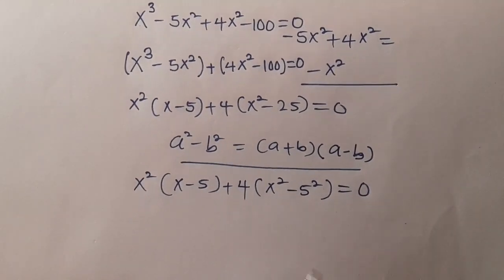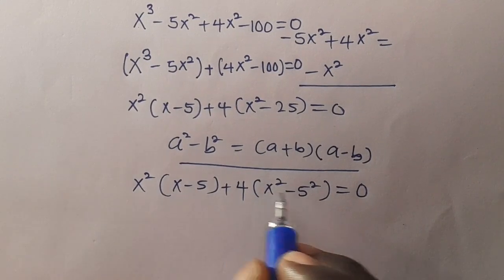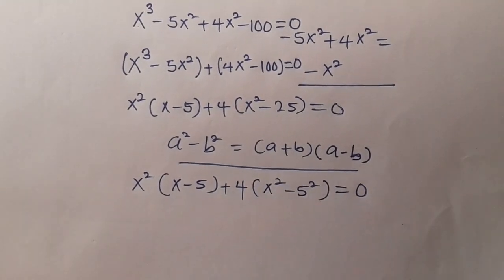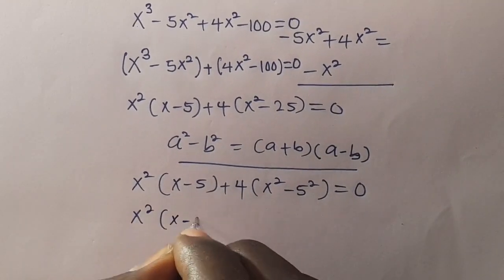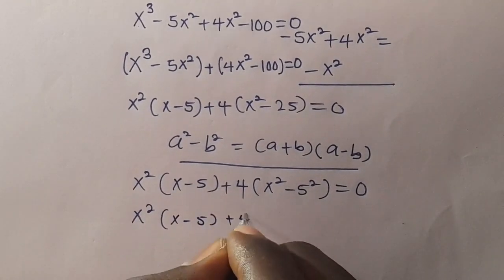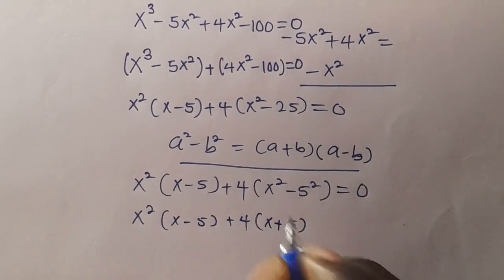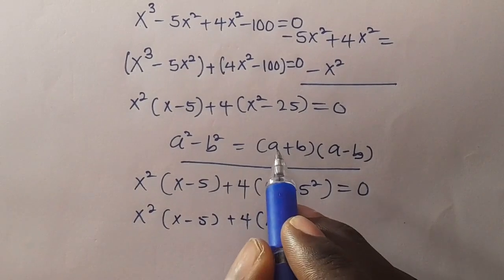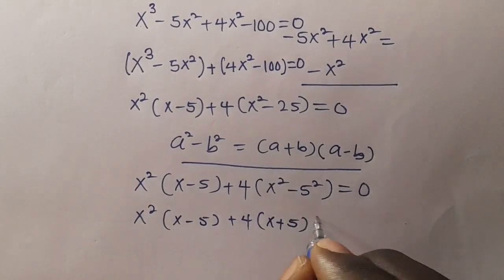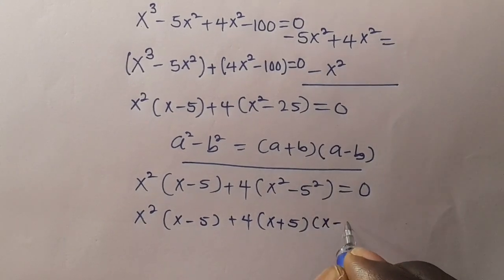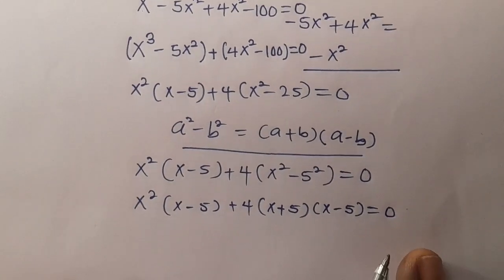So now we are going to apply our a equals x, then our b equals 5. So we are going to have x squared into x minus 5 plus 4 into x plus 5. From here, x plus 5, since our b is 5 and our a is x, and from here we have x minus 5. Then we have everything equal to 0.